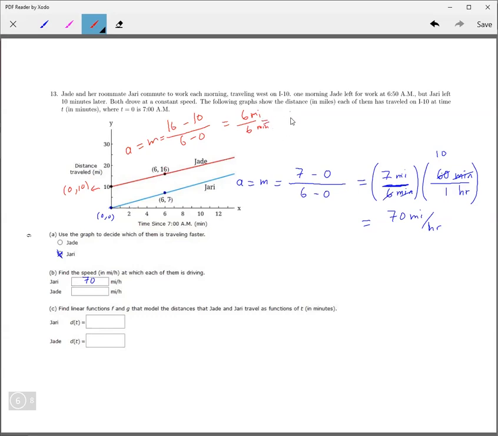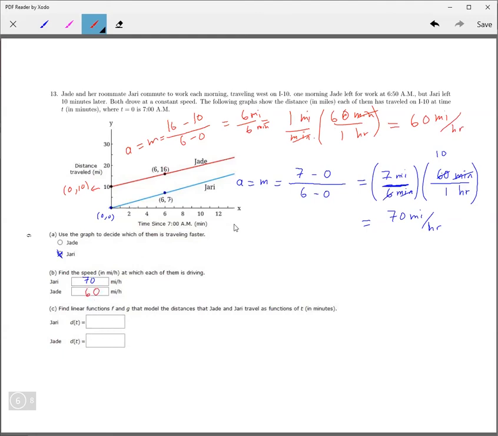Okay. And so that's 1 mile per minute. So again, you're going to multiply this by 60 minutes per 1 hour, multiply by basically 1, and minutes are going to cancel, and you're going to have 60 miles per hour. Okay, so Jade is going 60 miles per hour.